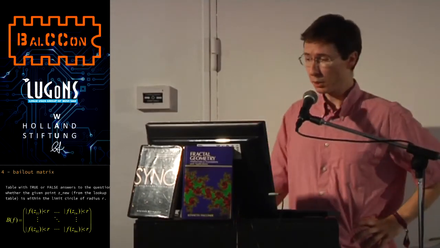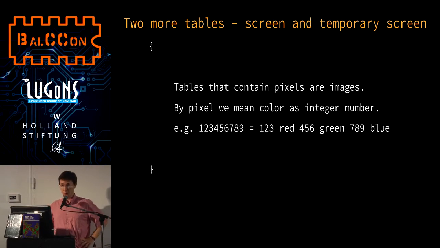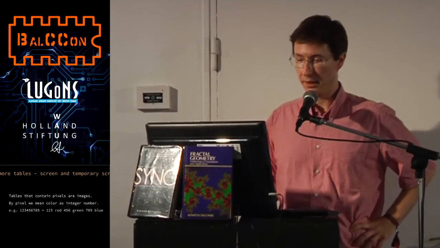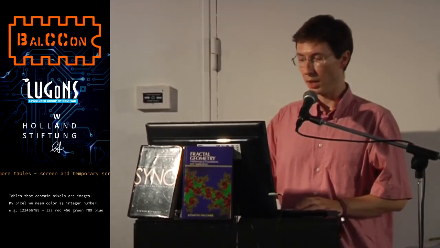Tables that contain pixels are images, and we have two of those, the screen and the temporary screen, or the buffer. So all tables that contain pixels are images. By pixel, we mean color, and color is stored as an integer number. For example, if this is the integer number, it is divided into three sections. Each section denotes the value of the color, red, green, or blue, I think so. You need to know these things if you want to program graphics. You need to use integer numbers because it's fast and it's built into the Java language.